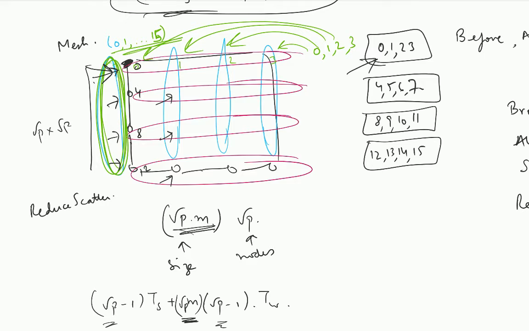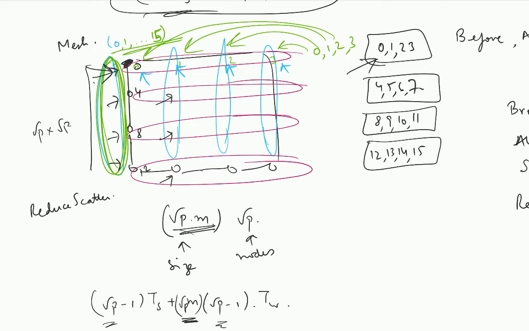Now, what's the crux? Well, the crux is that this particular node has the summation of 0, 1, 2 and 3 for the entire first column, right? This node has the summation 0, 1, 2, 3 for the entire second column, and so on. So all these 4 nodes together have the necessary summations of their respective columns.